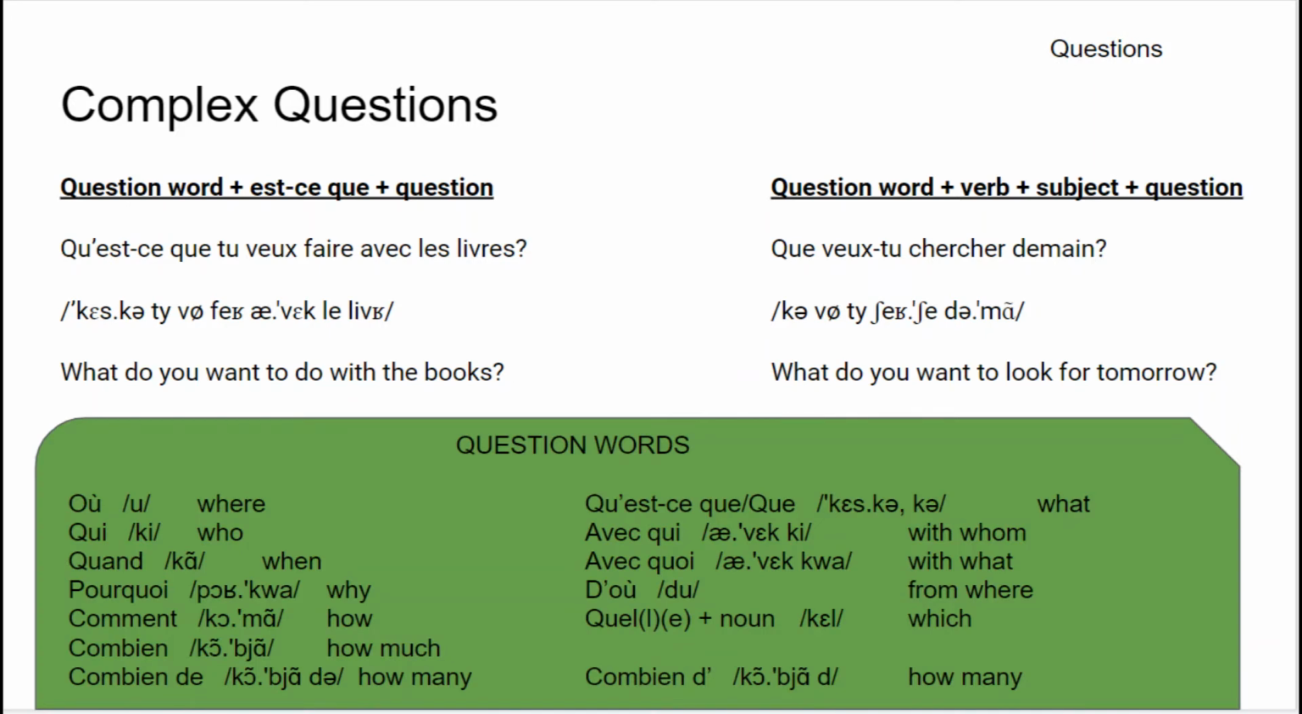When creating complex questions, you can use the question word plus method 2 or 3 from the previous slide. So you can do question word plus est-ce que: Qu'est-ce que tu veux faire avec les livres? And you can use a question word but with inversion: Que veux-tu chercher demain?